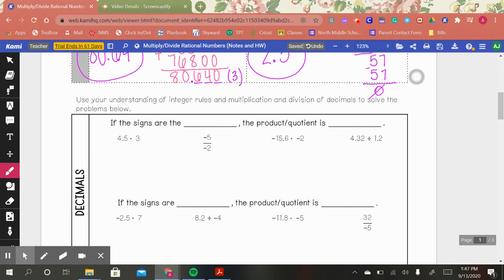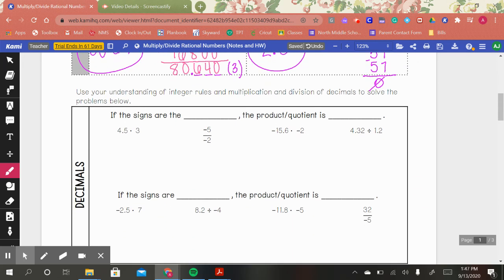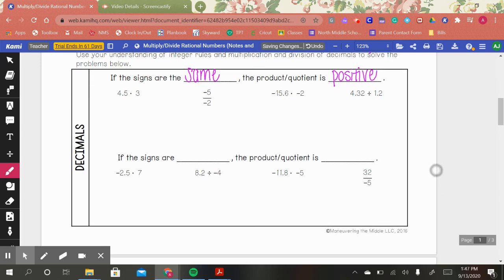Okay, scrolling up. Use your understanding of integer rules and multiplication and division of decimals to solve the problem below. If the signs are the same, the product or the quotient is positive. We just talked about that in the last lesson. If the signs are the same, your answer is positive. If the signs are different, then our answer will be negative.